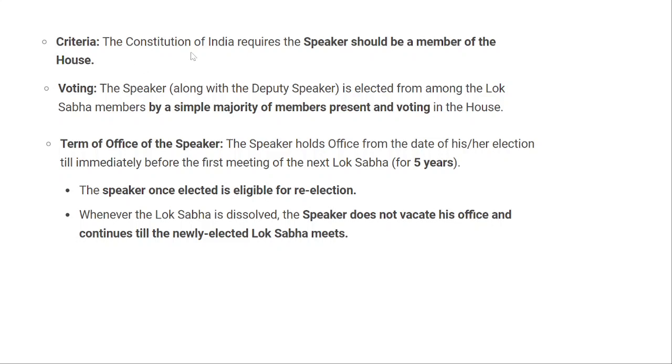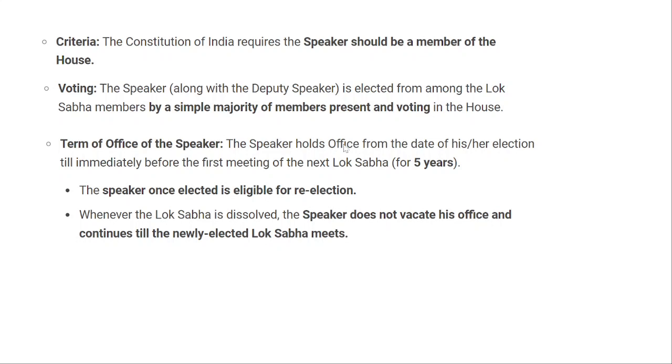Next, what is the criteria? The Constitution of India requires the speaker to be a member of the House. He should be a member of the House, so he has to be an MP, or at the state level an MLA. And for the voting, the speaker along with the deputy speaker is elected from among the Lok Sabha members by a simple majority of members present and voting. So usually it will be someone from the party in power, not from the opposition. And the term is 5 years.